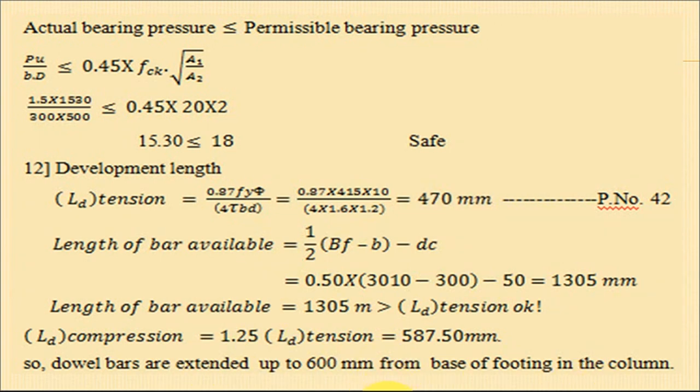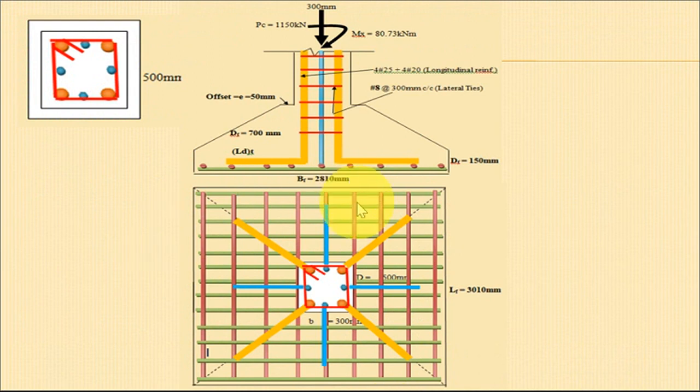This is about the design of the footing. Now in this case, instead of considering the uneven distribution of upward pressure, we have considered an even distribution of pressure. The footing is subjected to axial load, and this will be done by increasing the load by 33%.